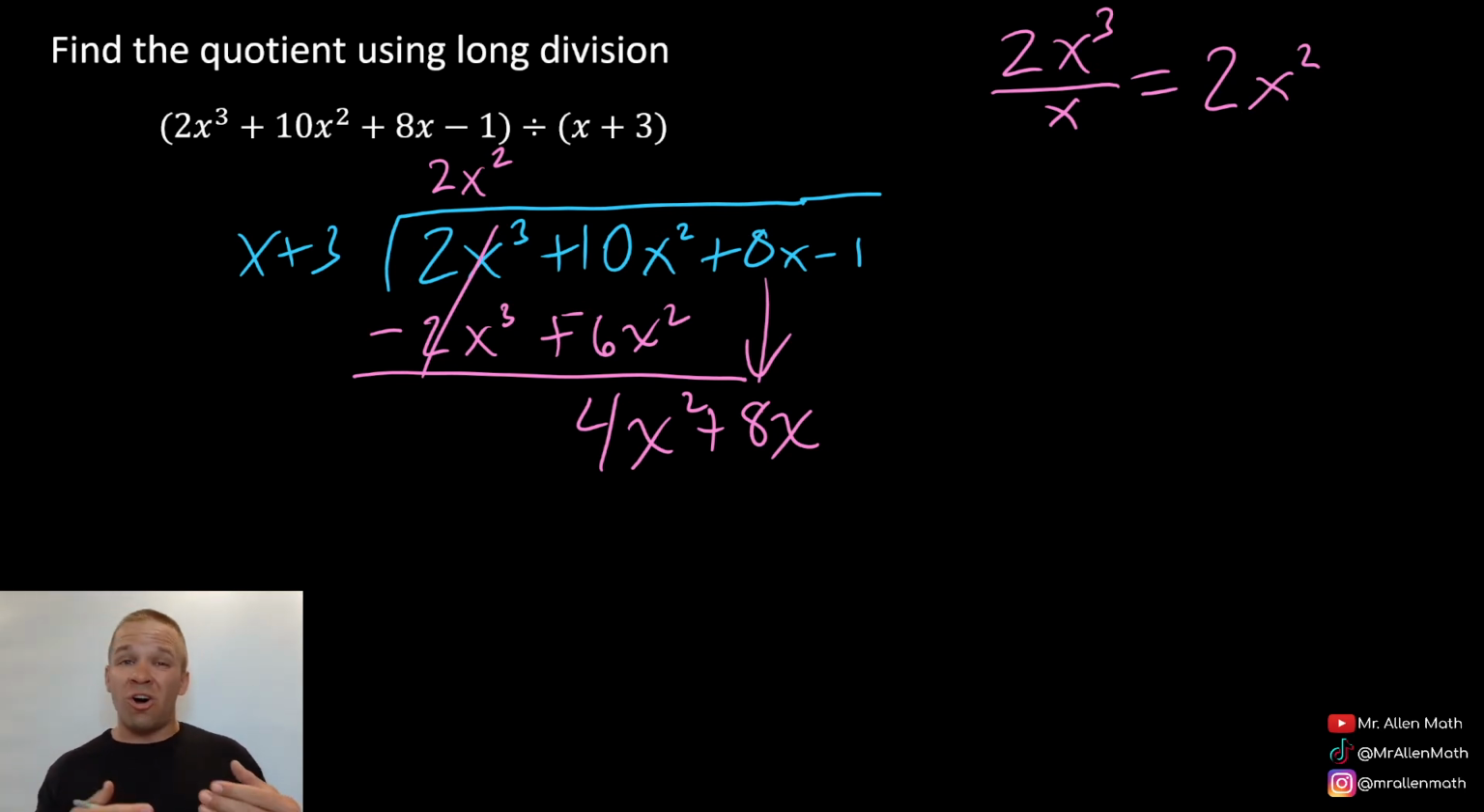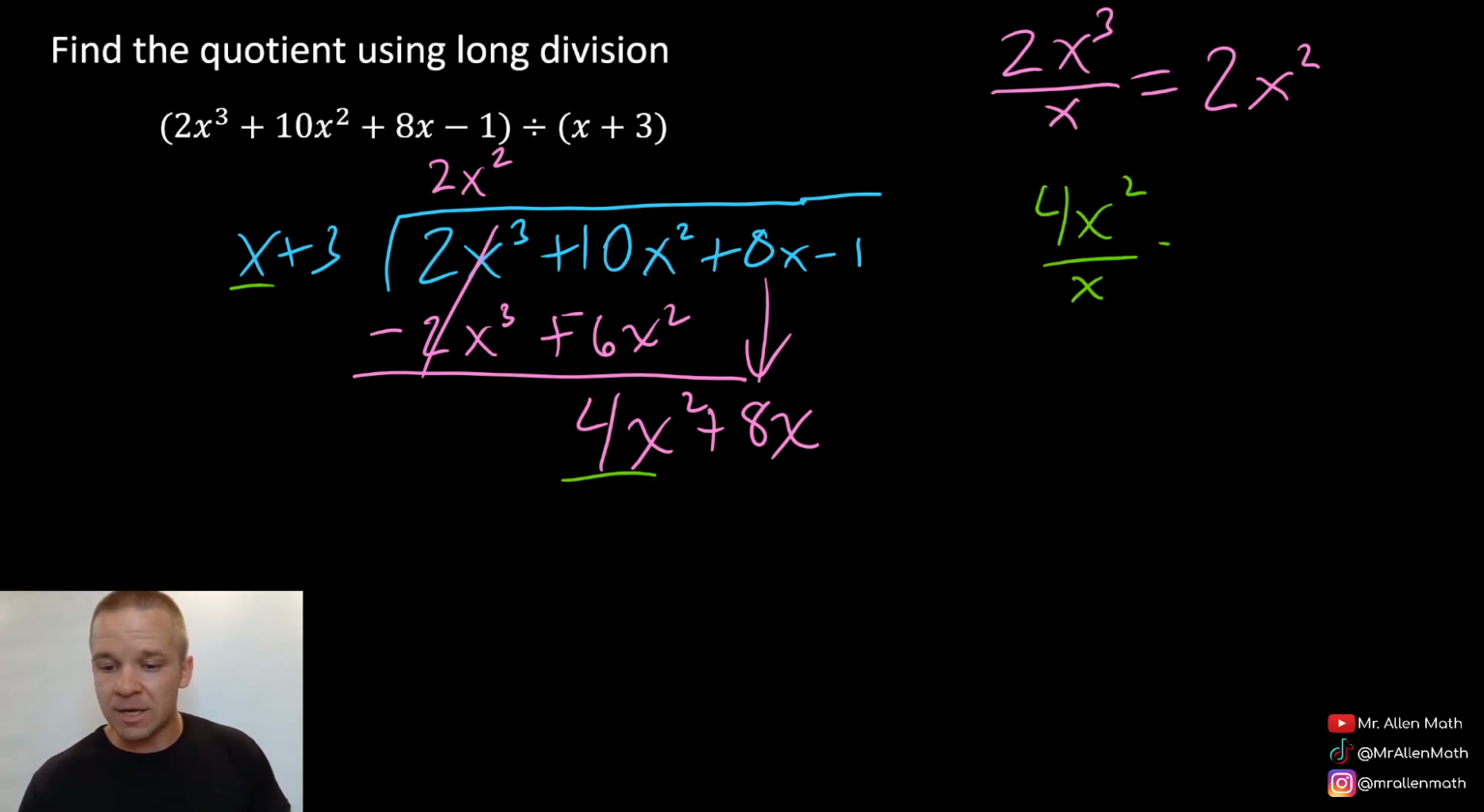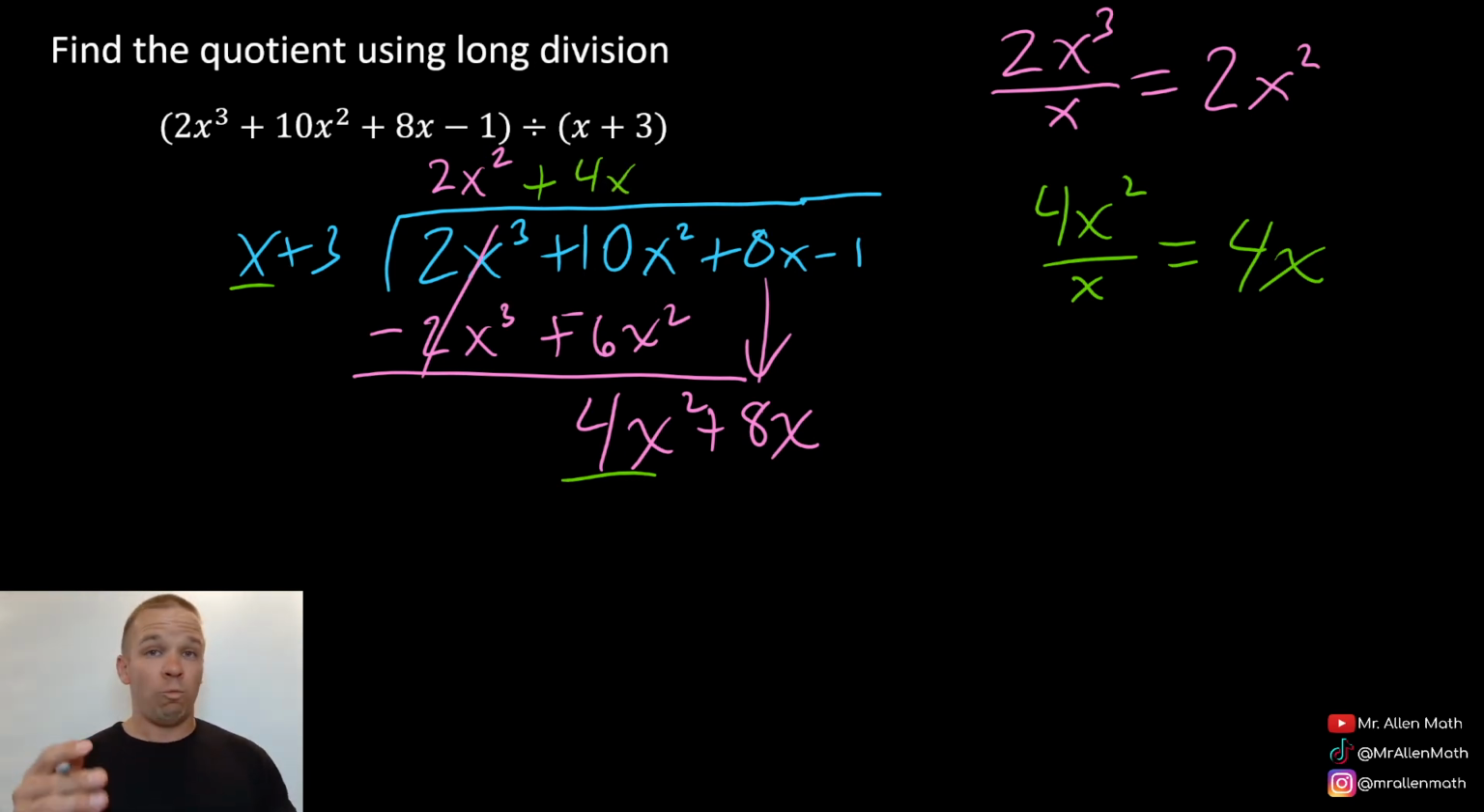Now I'm just going to do this all over again, but with my 4x squared. So I'm focusing on this x and this 4x squared. 4x squared divided by x gives me 4x. That will go up here, the continuation of my quotient. And now what do you think I have to do? Same thing. I'm going to multiply that 4x by the x and the 3. So 4x times x is 4x squared, and 4x times 3 is plus 12x.